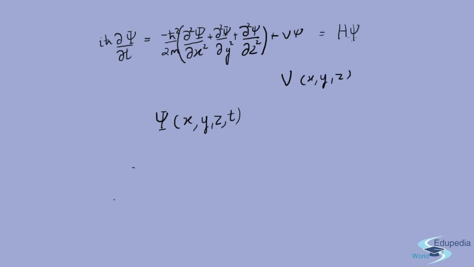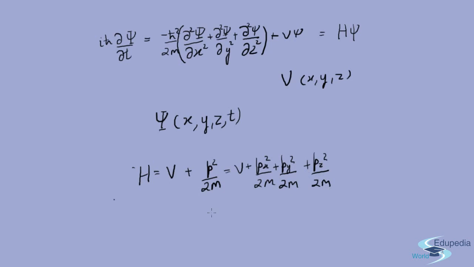And the rigorous derivation of this equation is such as, we can write this as iota h del psi by del t is equal to h psi, where h is the Hamiltonian, which is the operator for energy, that is equal to v plus p squared by 2m, where p squared by 2m can obviously be written as px squared by 2m plus py squared by 2m plus pz squared by 2m.